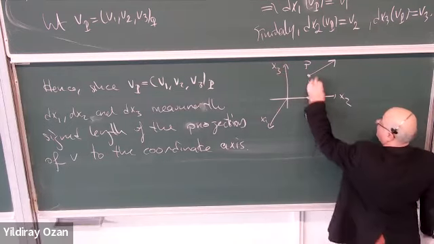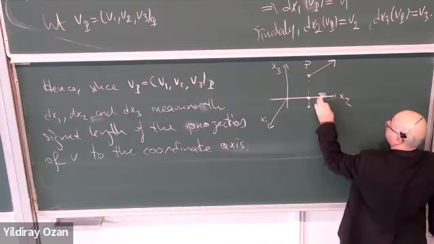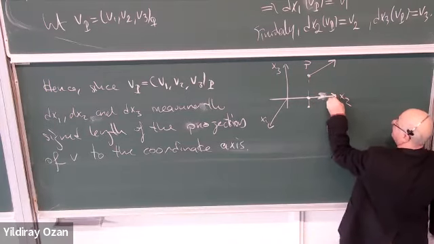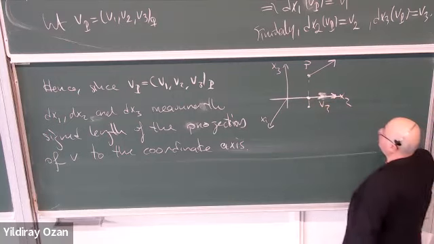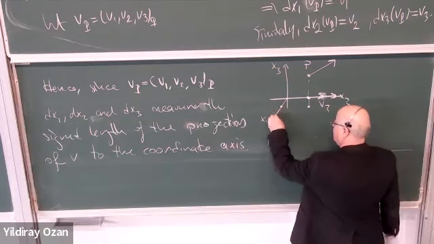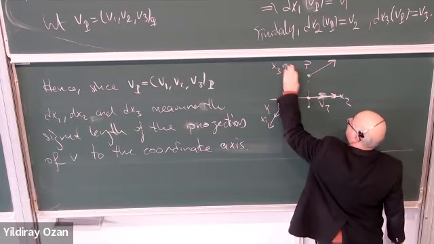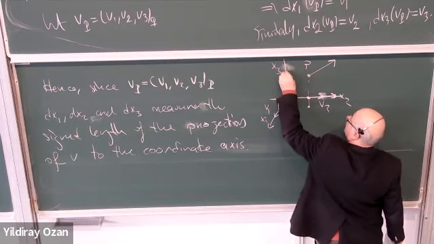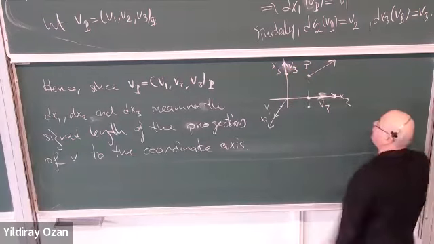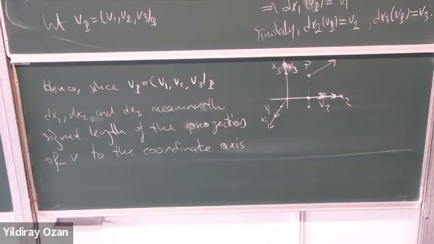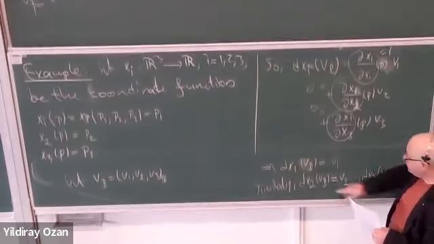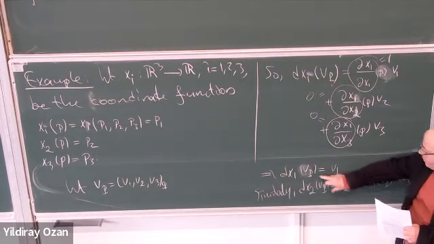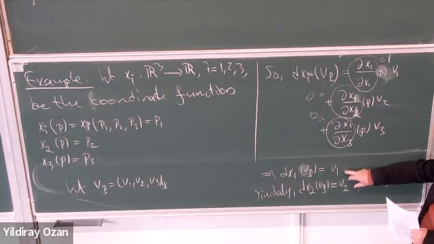So the projection of this onto this axis, let's say V2, onto this axis it is V1, and here, let's say it is V3, okay? And this gadget just measures those lengths, okay?